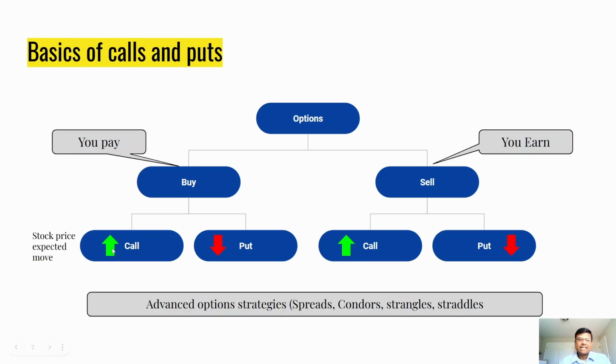Now, these colored arrows that you see show the market direction. So when the stock goes down on a red day, you can sell a put and earn a good premium. On a green day, when the market is going up, you can sell a call and earn a good premium. So these are high level indicators of when you sell a call versus a put, and when you buy a put versus a call. As I said, these are the basic building blocks of any option trading strategy. Based on these basic operations, advanced option strategies like spreads, Condors, Strangles, and Straddles are built.